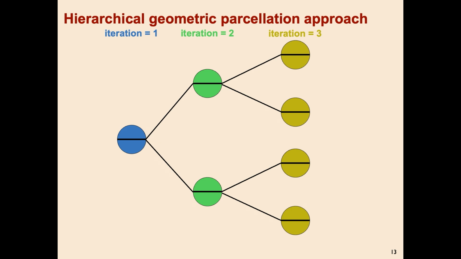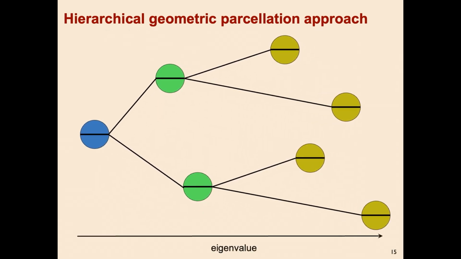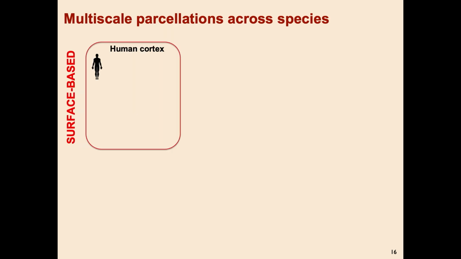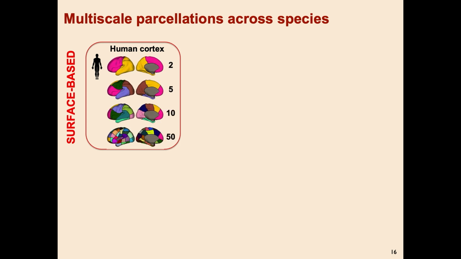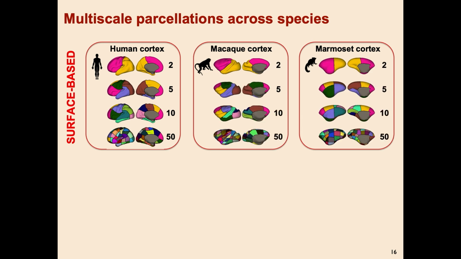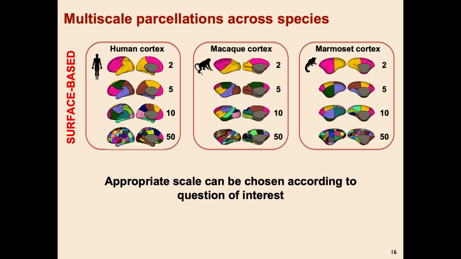But we've devised a way to use what we call the eigenvalues, which is basically the dominance of that eigenmode division, to split them according to the profile of the eigenvalues. And now you can follow this ordering to give you as many number of parcels and scale as you want. So we've done that for surface-based input, like the human cortex, and you can create as many parcels as you want. And because it's so simple and you only need the cortical surface, we can apply this to multiple species as well, like the macaques and the marmosets. And you can define an appropriate scale according to the question of your interest.